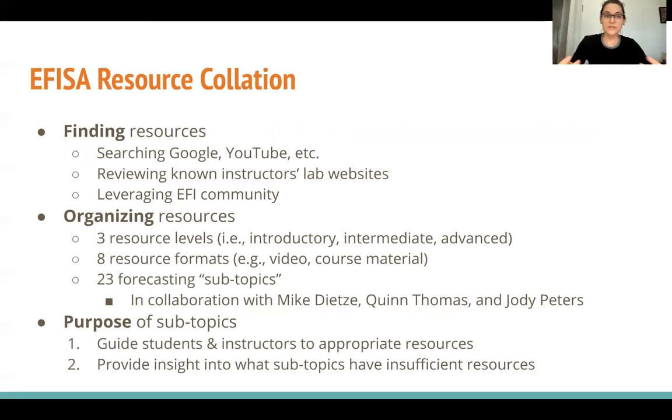So instead, the Student Association started an effort to collate educational resources, and this involved two main steps: finding the resources and then organizing them. So to find resources, we searched platforms like Google and YouTube, and then looked at instructors' lab websites when we knew that that instructor taught a course in quantitative ecology or ecological forecasting or a related discipline. And then we also leveraged the FE community, asking people to submit resources that they knew of or that they had created to our growing database.